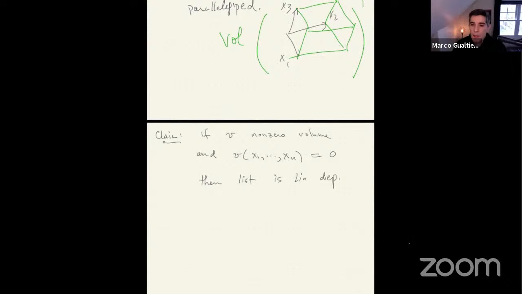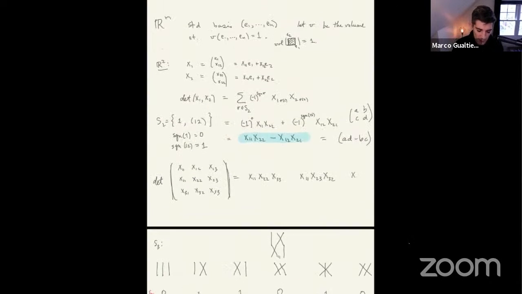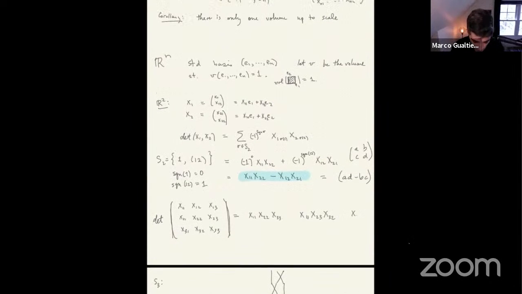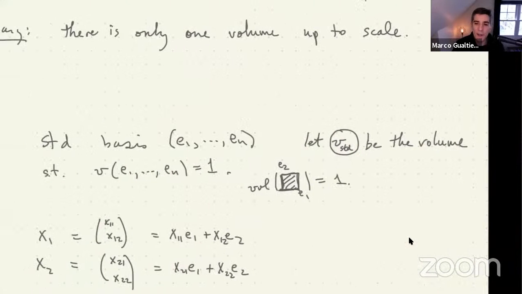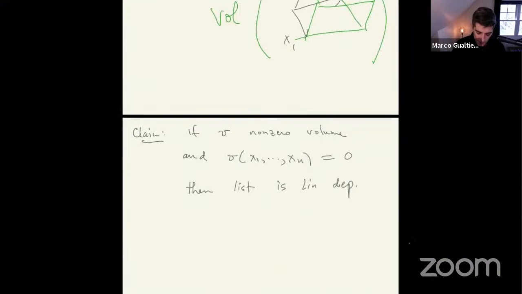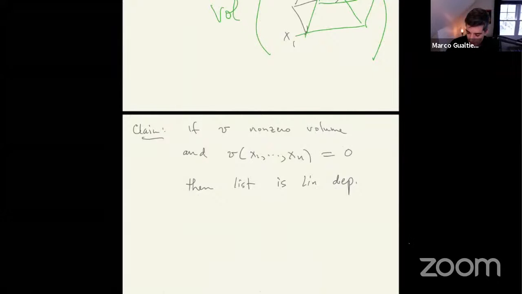In particular, if you're working in Rn and you're using the volume determined by the standard basis, let's say V standard, the standard volume would be the one for which the unit cube has volume 1. And if this standard volume of a list of vectors is equal to 0, then the list is linearly dependent. That is a true fact. It's not so difficult to prove.